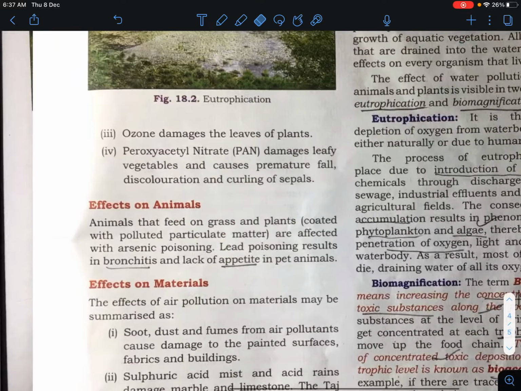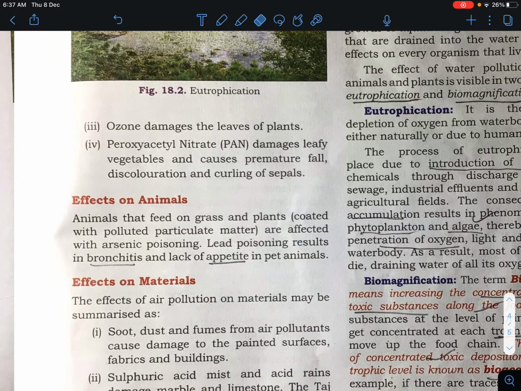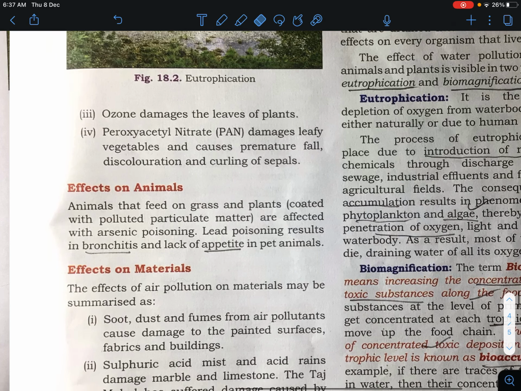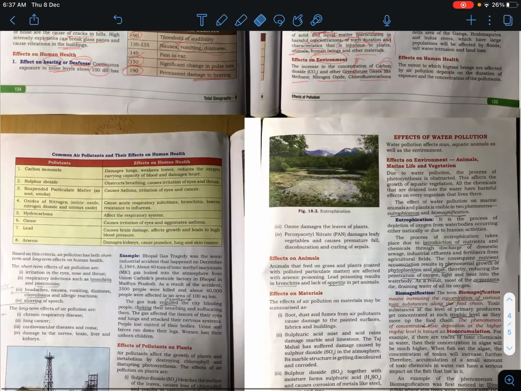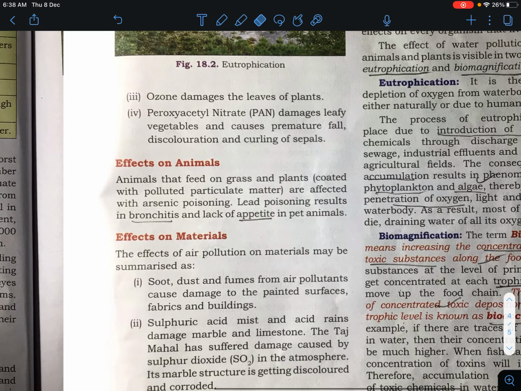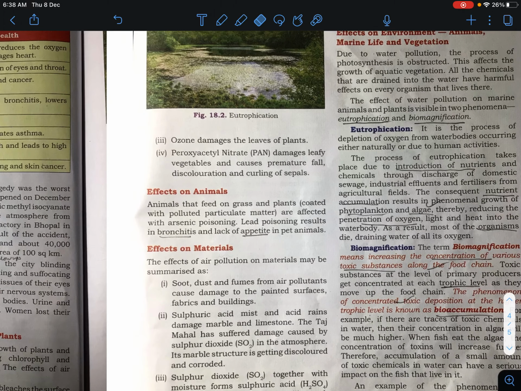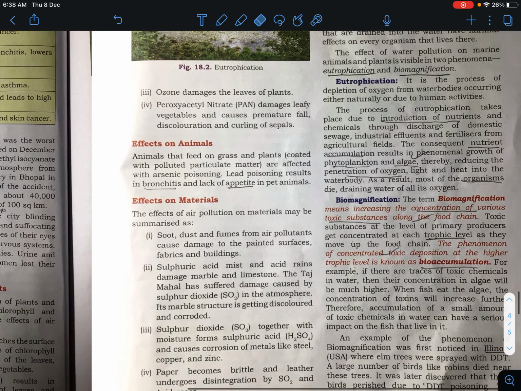Third one is ozone, which damages the leaves of the plant, and the fourth one is peroxyacetyl nitrate, which damages the leaves and vegetables and causes premature fall, discoloration and curling of the sepals. Now, what are the effects of air pollution on animals that feed on grass and plants? They are affected with arsenic poisoning and lead poisoning, which result in bronchitis and lack of appetite in pet animals.